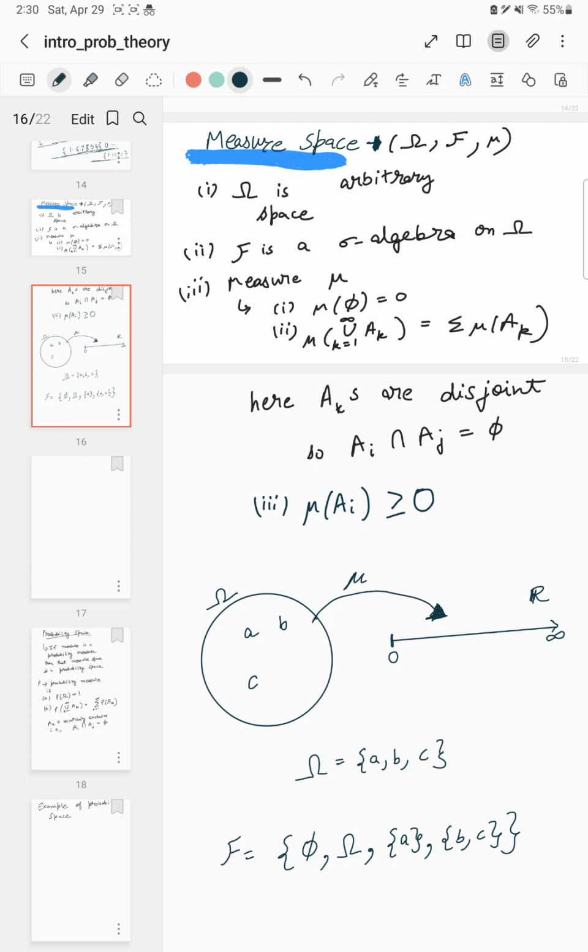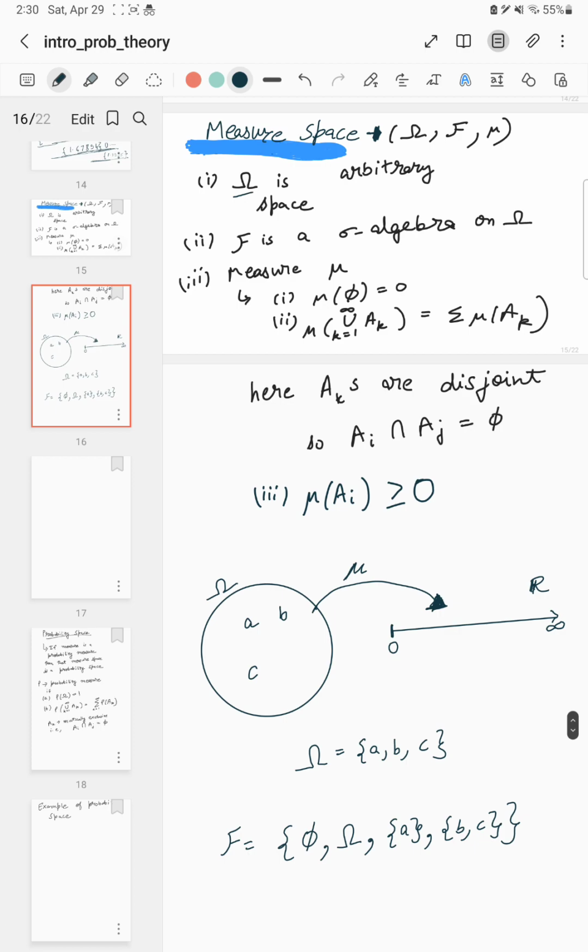Let's define what is a measure space. So let's assume that omega is an arbitrary space. So we can say that we have a set called omega which forms an arbitrary space. So let's say we have this set omega which contains three elements a, b and c. You can visually denote it like this. So it has the elements a, b and c present inside, and this is the sample space omega.